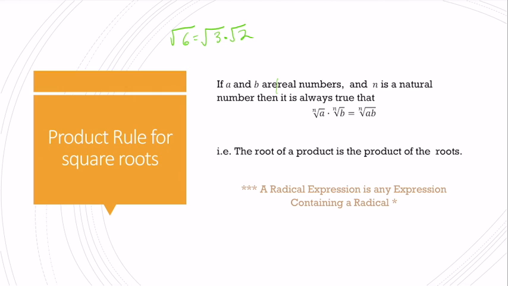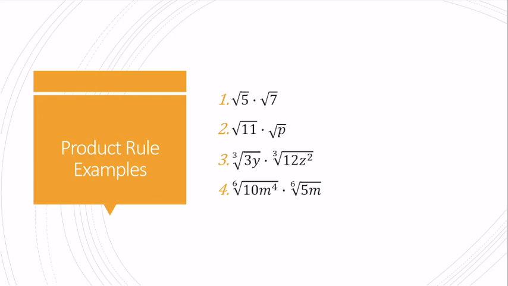If a and b are real numbers and n is a natural number, then it's always true that I can pull them apart like this. So if I have the nth root of a times the nth root of b, I multiply what's under the radicands. So the root of a product is the product of the roots. So let's look at this. And remember that when we're all done, we have to simplify what's underneath our radical.